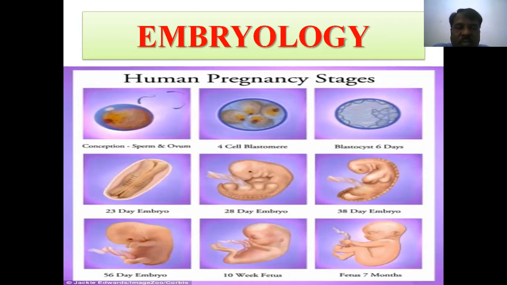Next, the formation of the placenta. And also we'll discuss the limb buds, forelimbs and hind limbs development. Next is the mammary gland. So we'll discuss first the ovum.